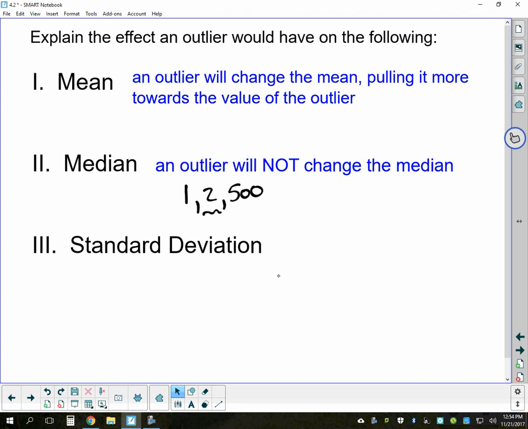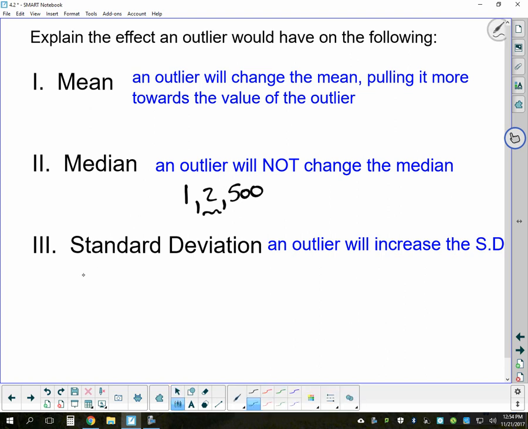Last one, standard deviation. An outlier will increase the standard deviation because standard deviation is measuring how varied your numbers are. So if you're looking at a basic sample of 1, 2, and 3 without an outlier, your standard deviation is not going to be much. Your numbers aren't varying. But if you make it 1, 2, and 500, you have a big variance in your numbers, so your standard deviation will increase. Okay, finish your packet.